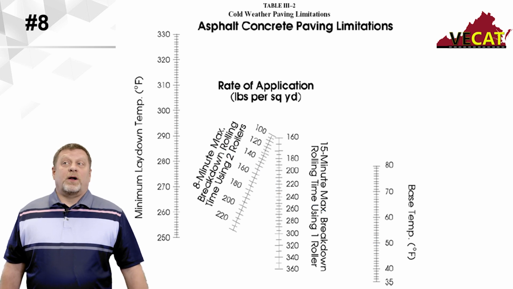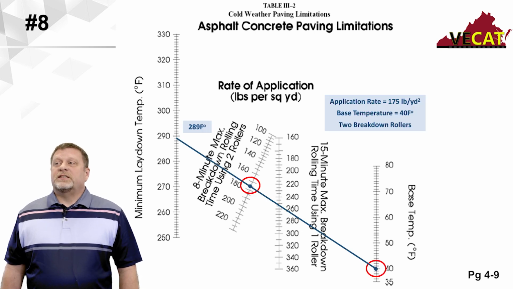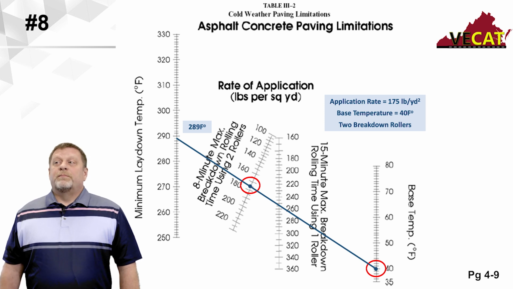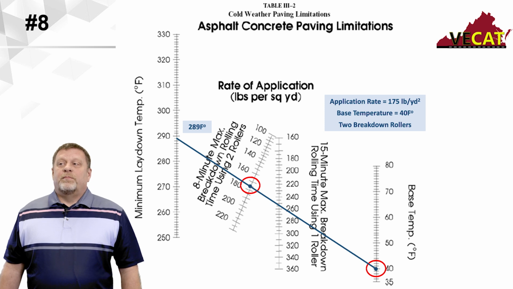Now let's look at the next problem in our workbook, problem number 8. Again, same nomograph, just different variables. In this case, the application rate's 175 pounds per square yard. Base temperature's 40 and rising. It's right on the bottom, so it's much cooler. But because it's much cooler, looks like for this problem, they're giving us 2 breakdown rollers. So we apply the base temperature, 40 degrees. We'll put our point there, our dot.